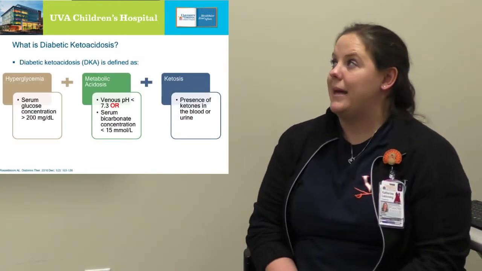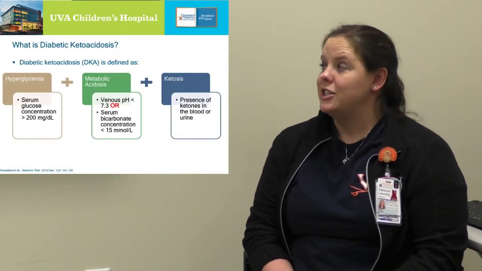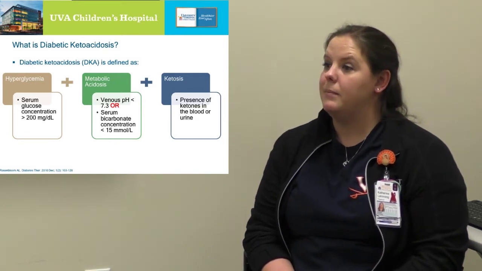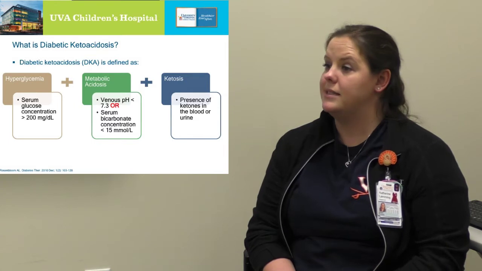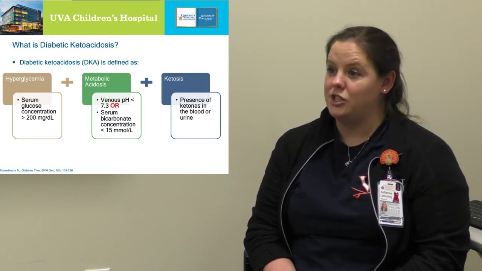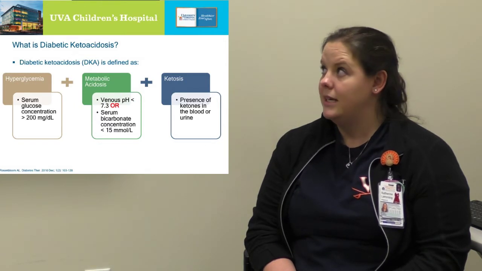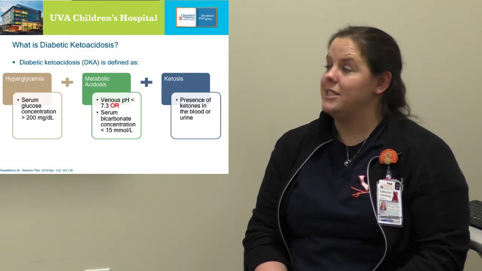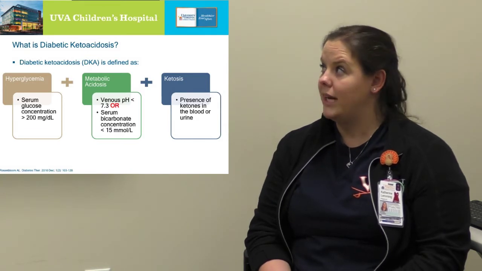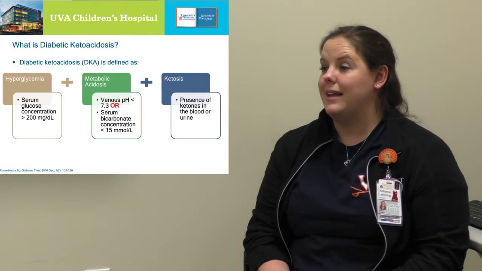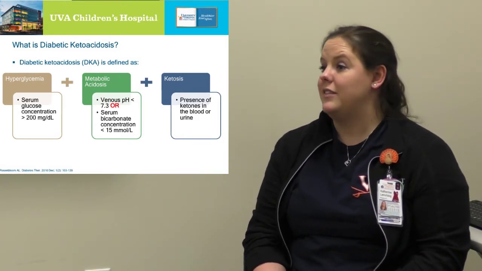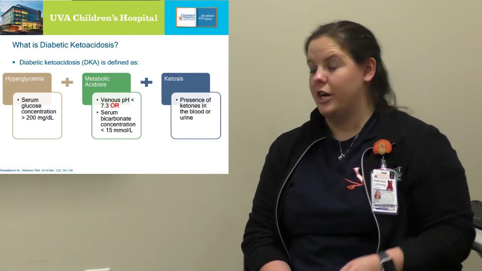So what is diabetic ketoacidosis? It's actually defined based on three components. So it's hyperglycemia plus metabolic acidosis plus ketosis. Hyperglycemia is a serum glucose concentration greater than 200, plus a metabolic acidosis, which is defined as either a venous pH less than 7.3 or a serum bicarb less than 15, plus ketosis. That's defined as the presence of ketones either in the blood or the urine.